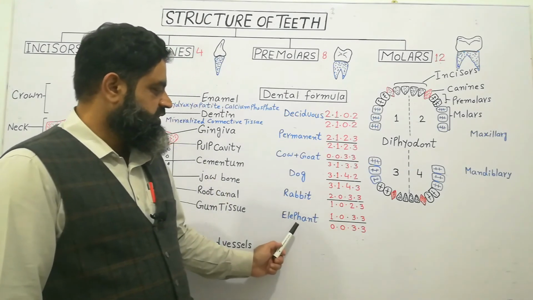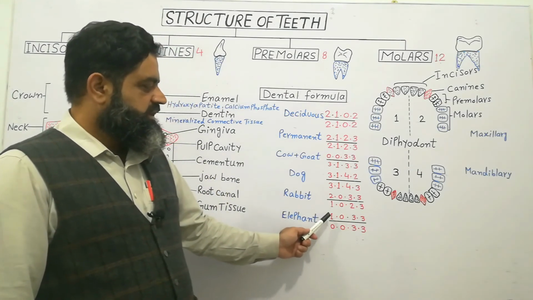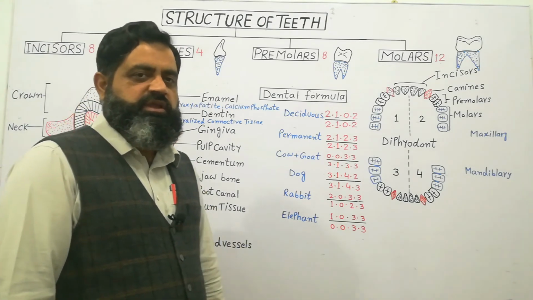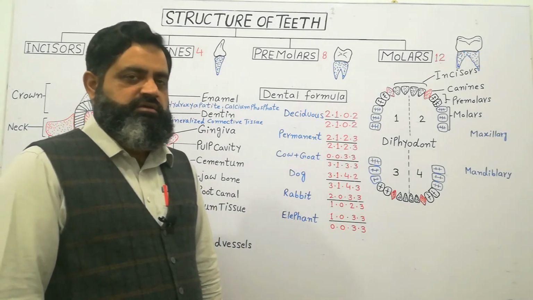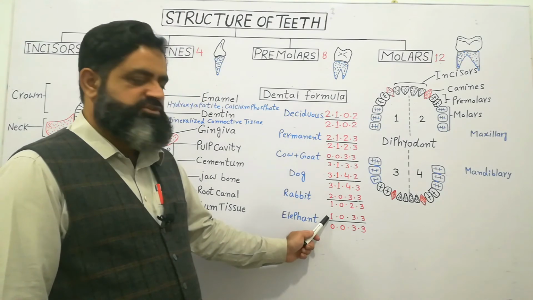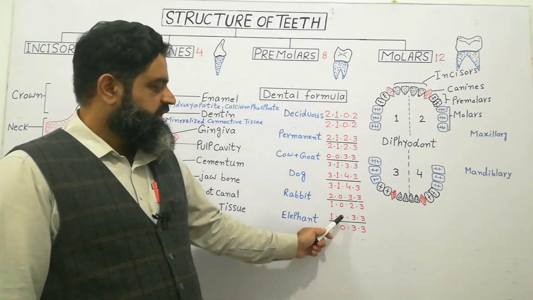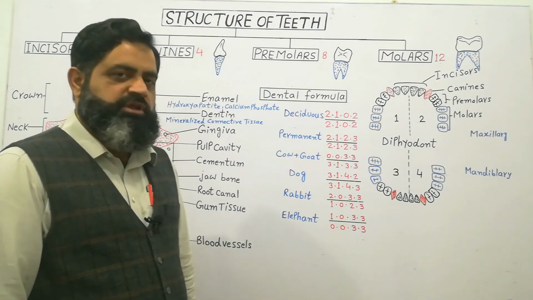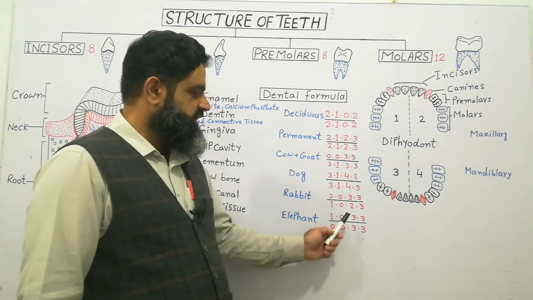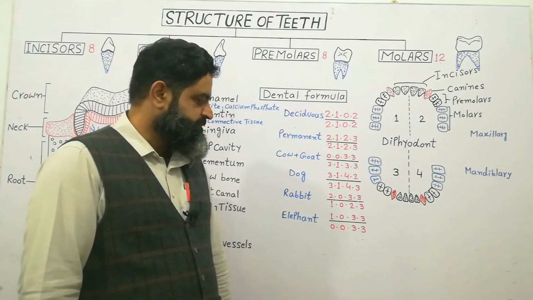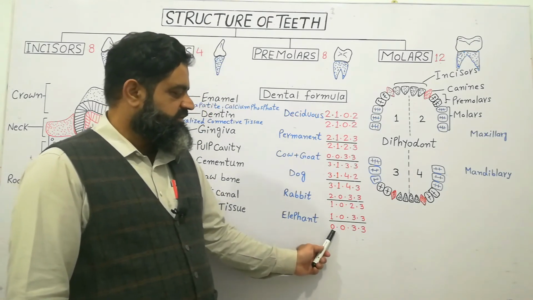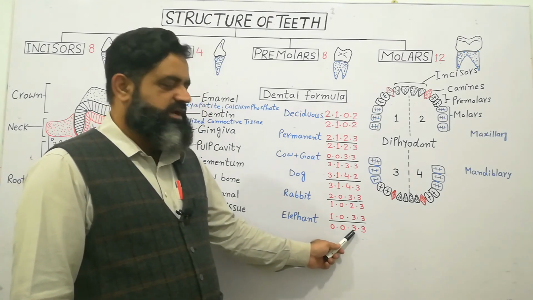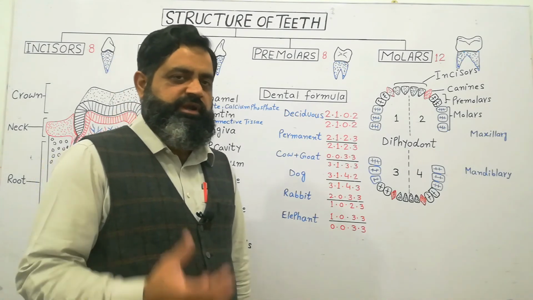If we look at the dental formula of an elephant, they do not have any canines, and they have only one incisor, which is usually the tusk, on the upper jaw, and there are two tusks, as you can see, projecting outside from their mouth. They have 3 molars and 3 premolars. On the lower jaw, they do not have any canines or incisors. They usually have 3 molars and premolars for proper grinding of the food.